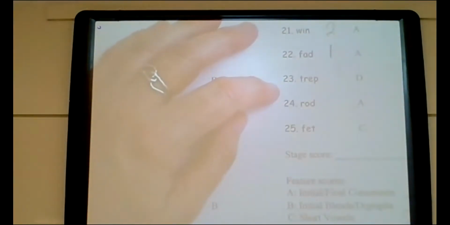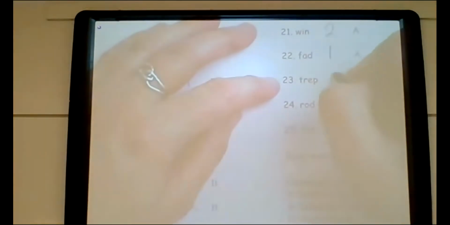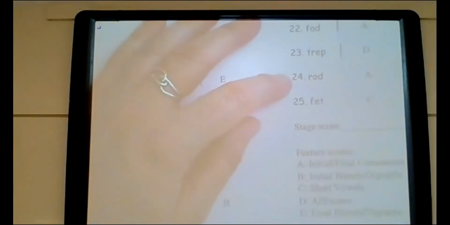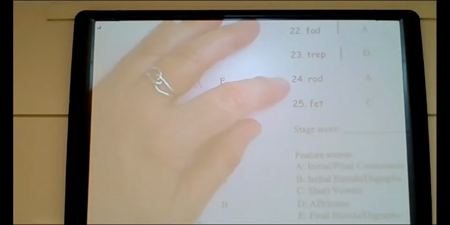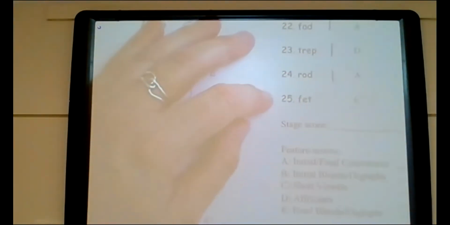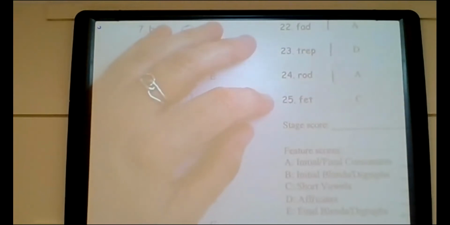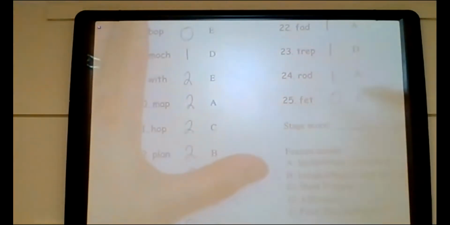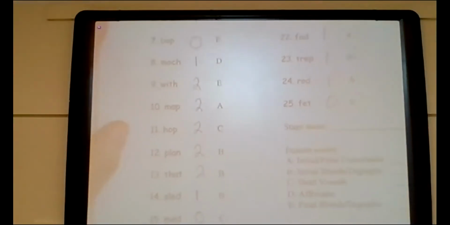And for 23, trip, he has the beginning, the affricate TR, the underlying feature, but he doesn't have the vowel sound, so he has a 1. And then 24 is rub. He has the underlying feature, but he doesn't have the vowel sound, so we're going to give him a 1. And 25 is fit, and the underlying feature is the short I, which he does not have, so he gets a 0.